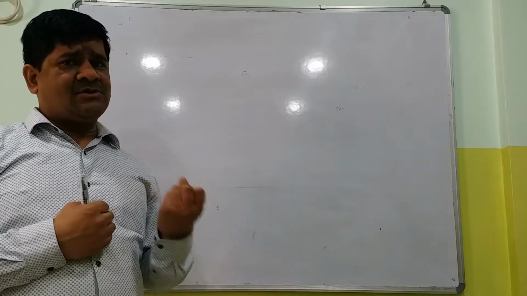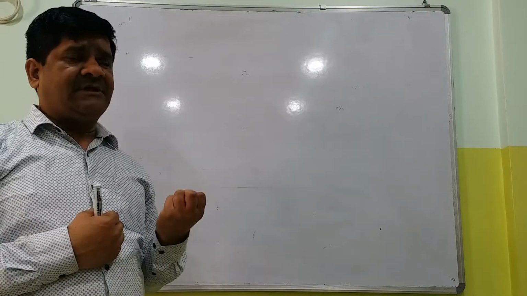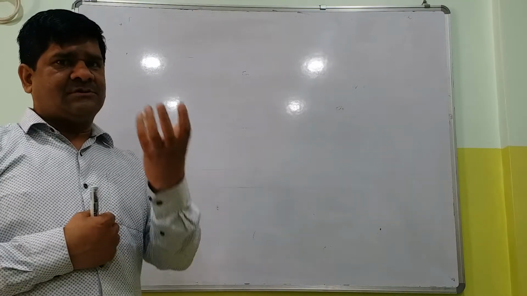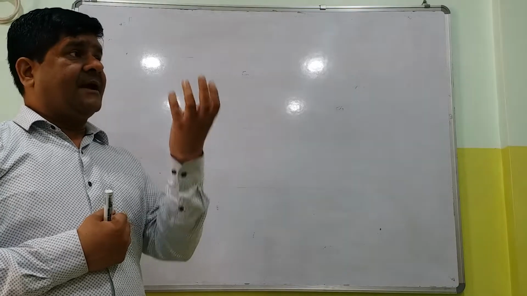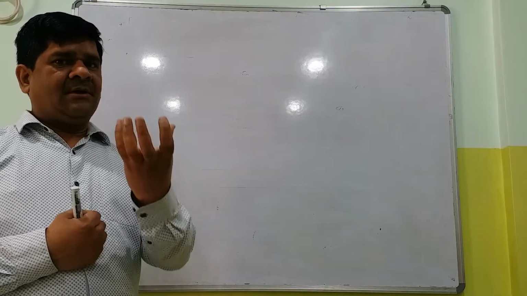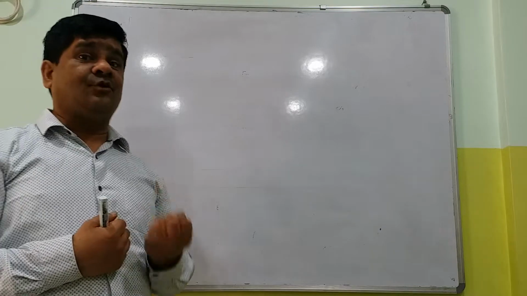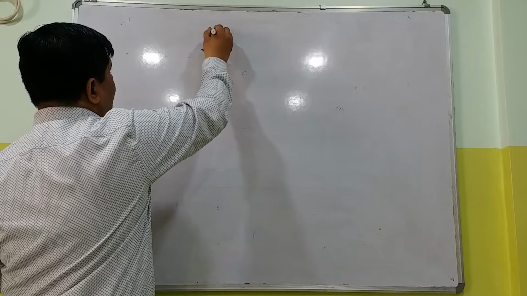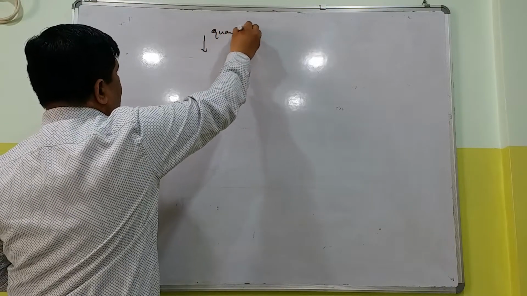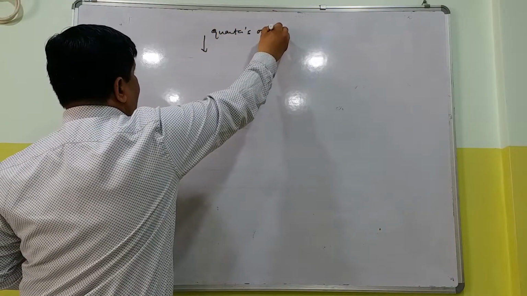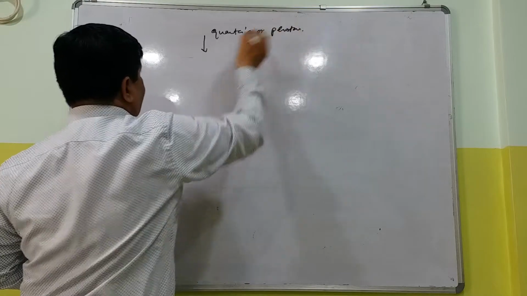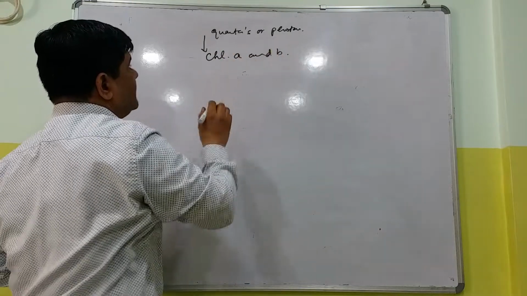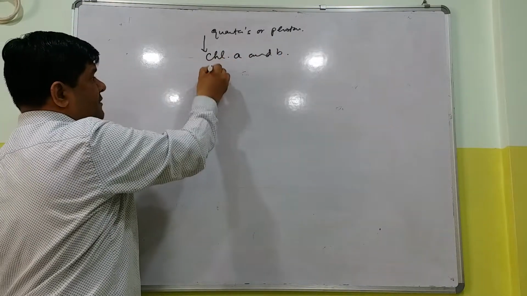So as you understand better, the light which is absorbed. Light which comes from the sun comes in small packets of energy. These small packets of energy are known as photons or quanta. These quanta or photons of light coming from sunlight are absorbed by chlorophyll A and chlorophyll B molecules present in the leaves.